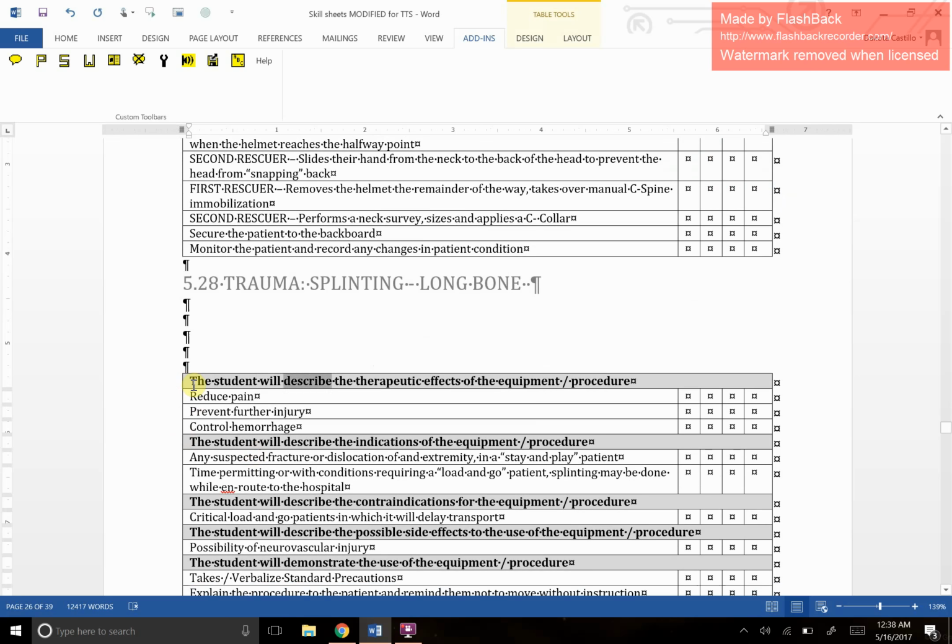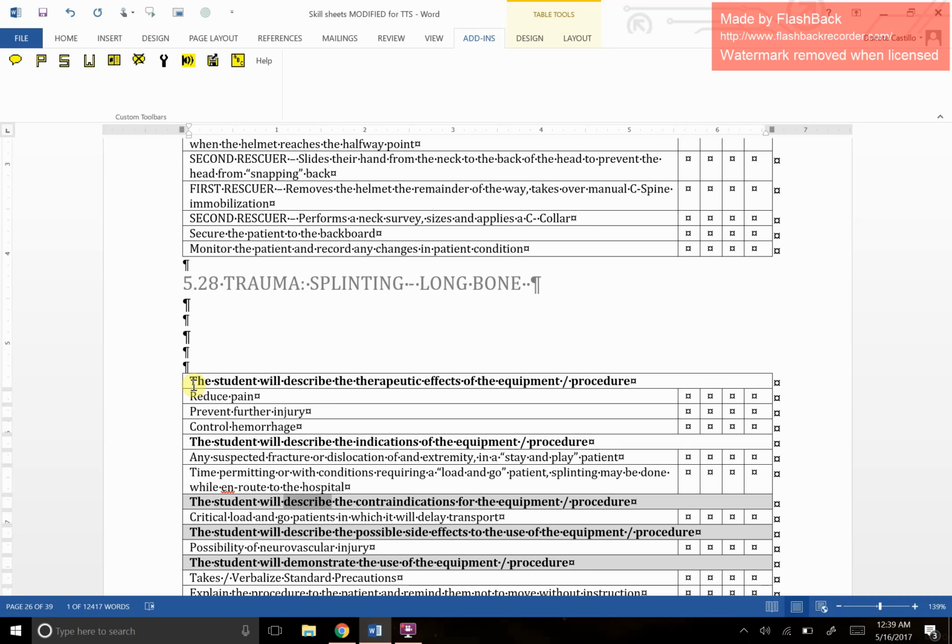The student will describe the therapeutic effects of the equipment/procedure. Reduce pain. Prevent further injury. Control hemorrhage. The student will describe the indications of the equipment/procedure. Any suspected fracture or dislocation of an extremity, in a stay-and-play patient. Time permitting or with conditions requiring a load-and-go patient, splinting may be done while en route to the hospital.